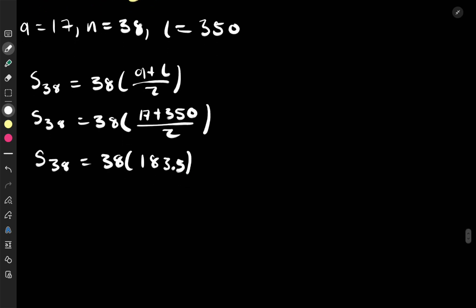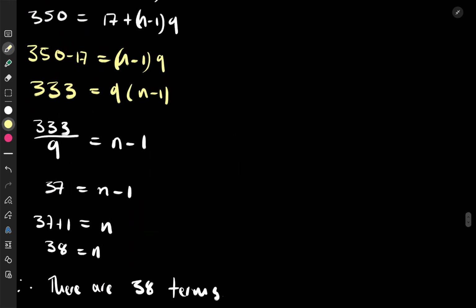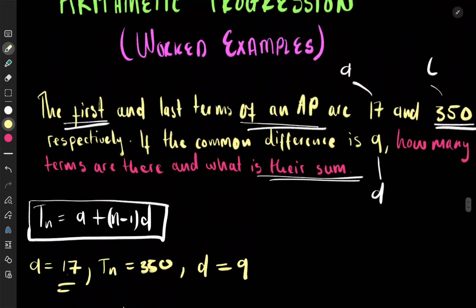So you can say 183.5 times 38. You get the sum of 38 being equal to 6,973. Okay, 6,973. Yes, this is going to be your sum. And you're done. Remember, this is not surprising. The sum is actually very big. You've done every single thing. So that's all you need to do.